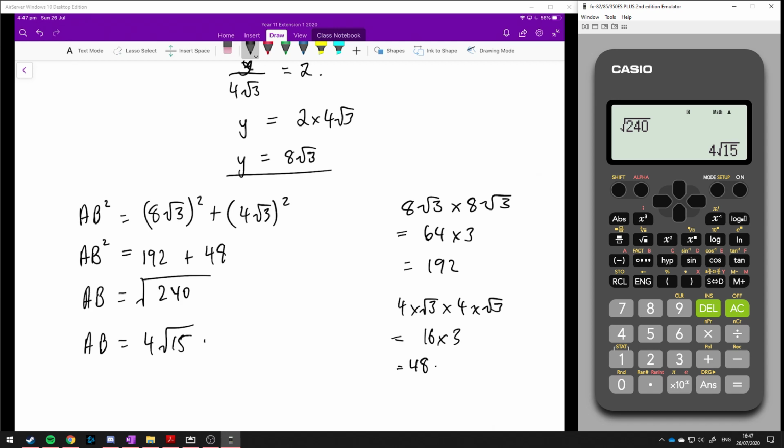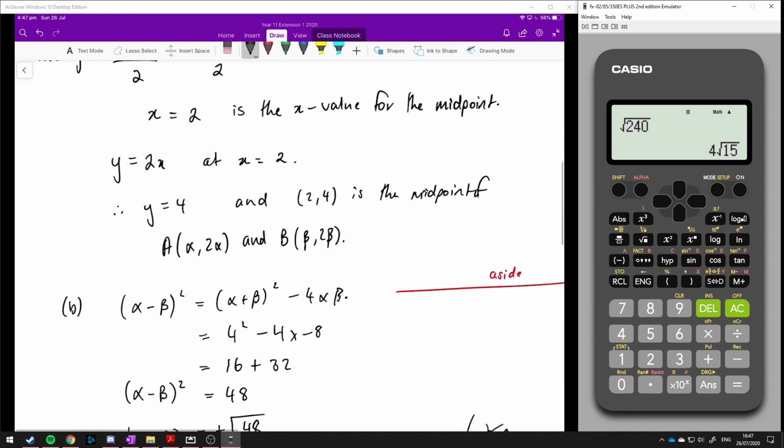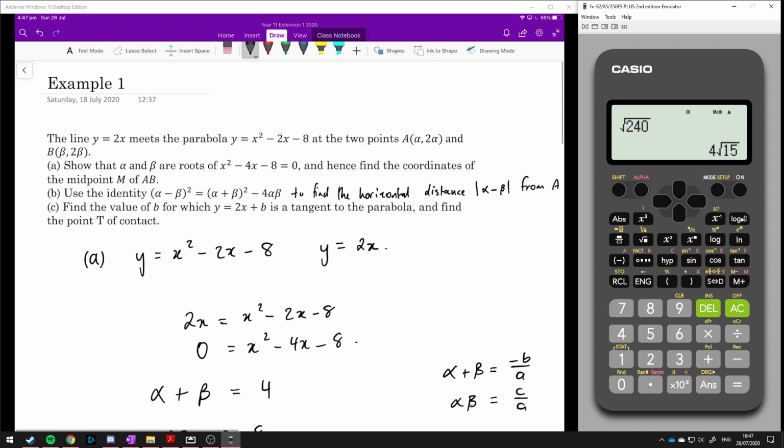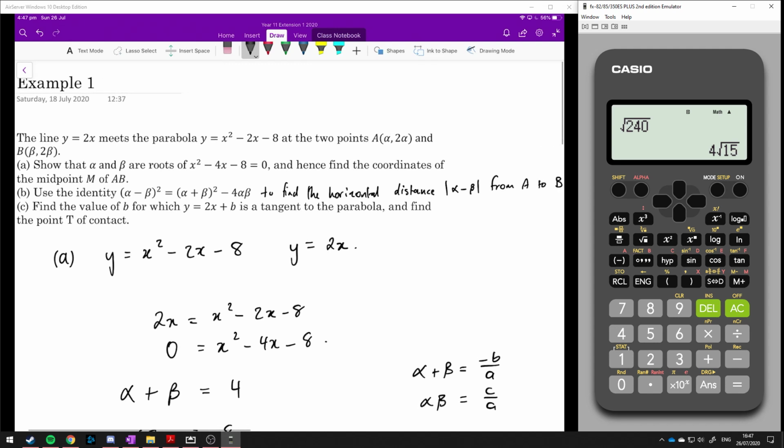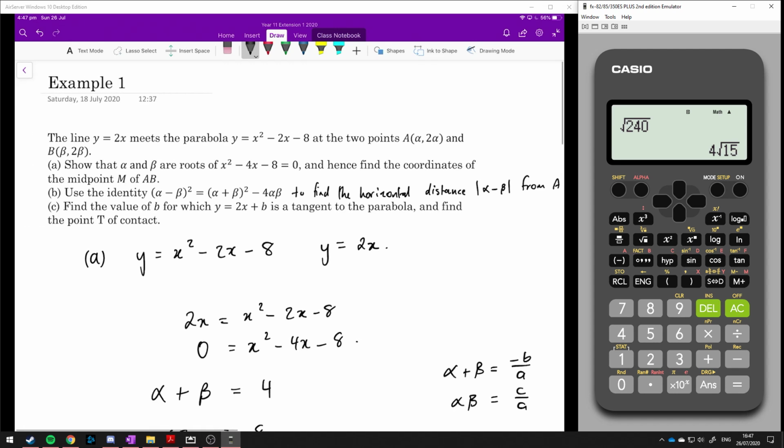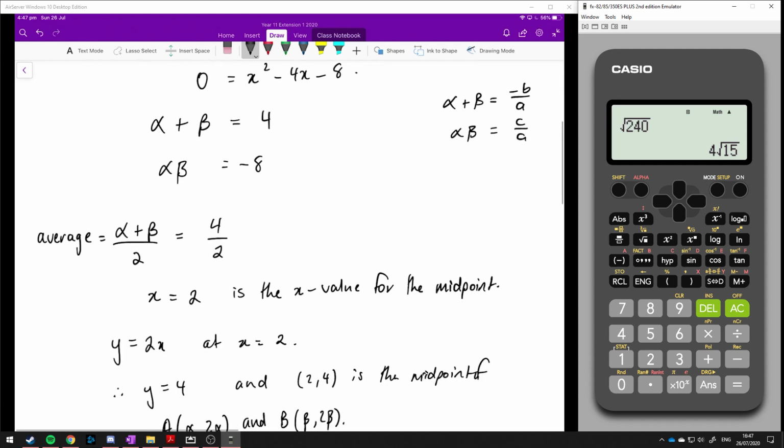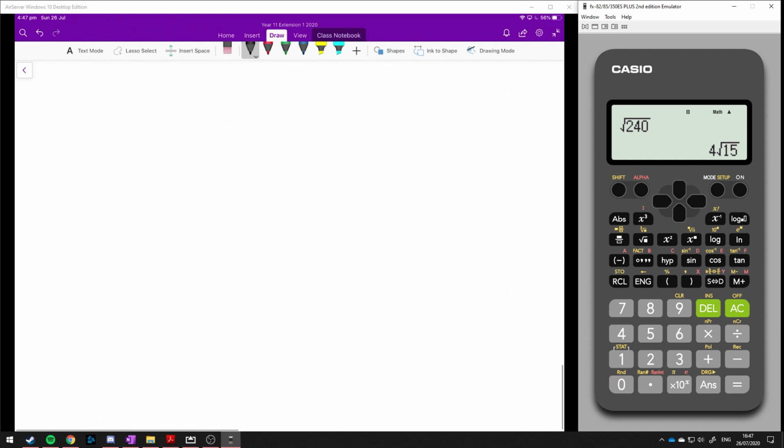Now, our last part of the question, part C, is find the value of b for which y is equal to 2x plus b is a tangent to the parabola, and find the point T of contact. So we want to find the value of b that makes it a tangent to the parabola, and we want to find the point T of contact. So scroll down to a new bit. I'm going to go C.